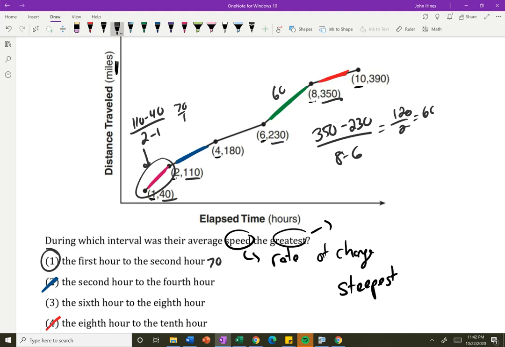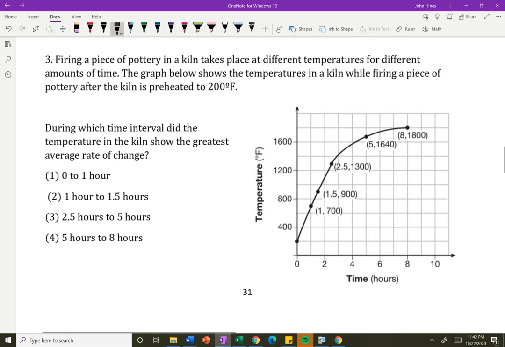So speed is just a measure of rate of change, and we're measuring how steep the line segment is. Sometimes you can visually guess it. Other times you have to actually gauge it with computations. Firing a piece of pottery in a kiln takes place at different temperatures for different amounts of time. During which temperature interval did I show the greatest rate of change? Pause the video and see if you can try this one on your own.